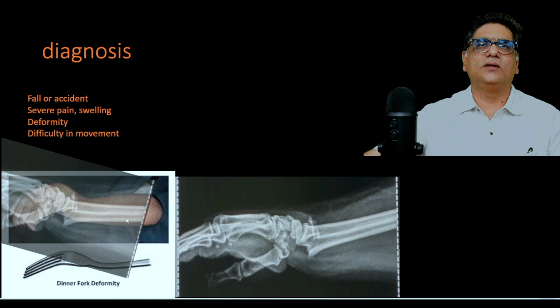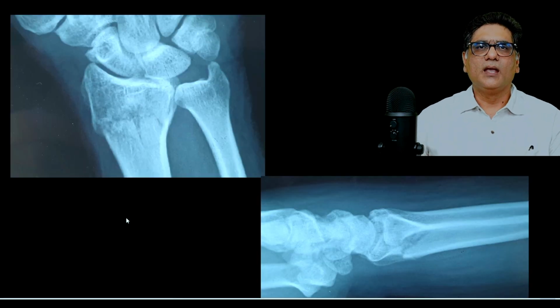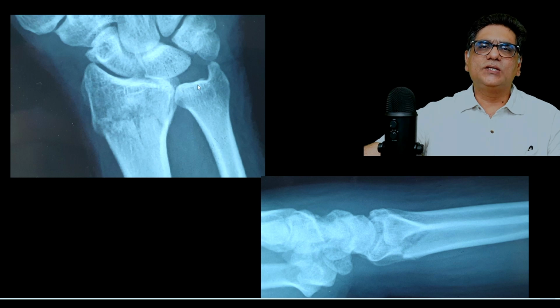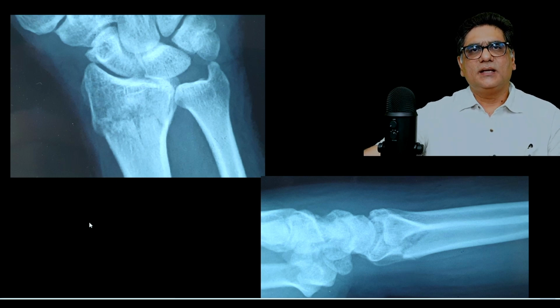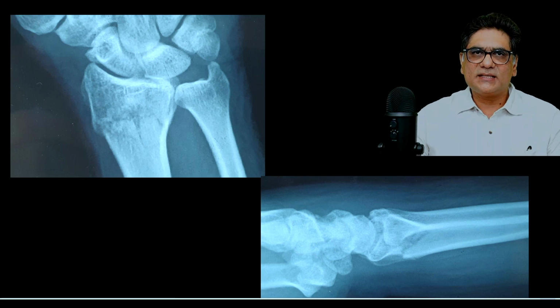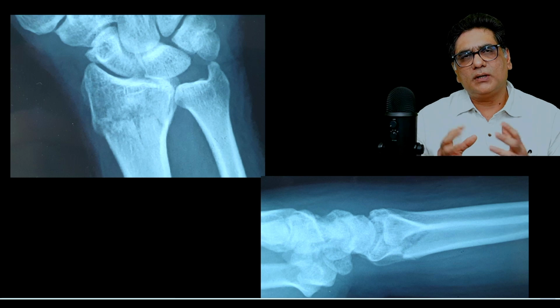This is the classical dinner fork deformity. Here you can see that the wrist has fractured and it is broken into two pieces, first piece and second piece. When the injury is severe, it can break into multiple pieces. When the bone is broken in more than two places, then it is called a comminuted fracture. It is also called a comminuted fracture when there are more number of pieces.